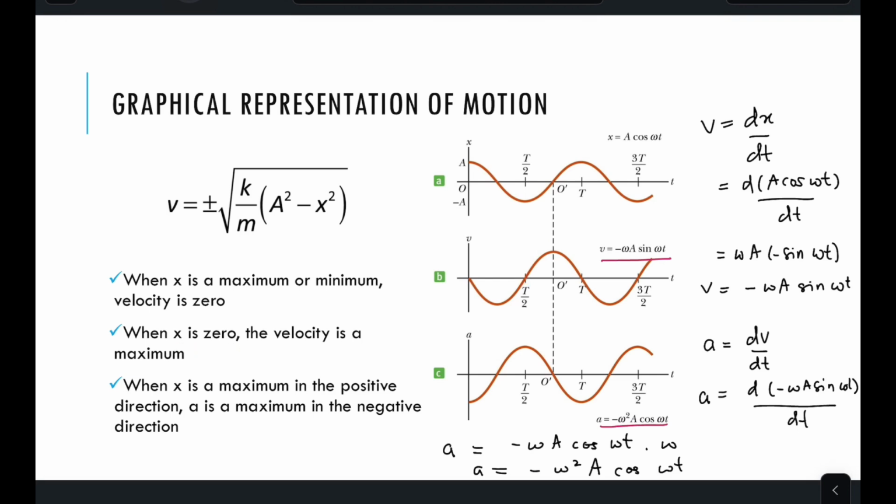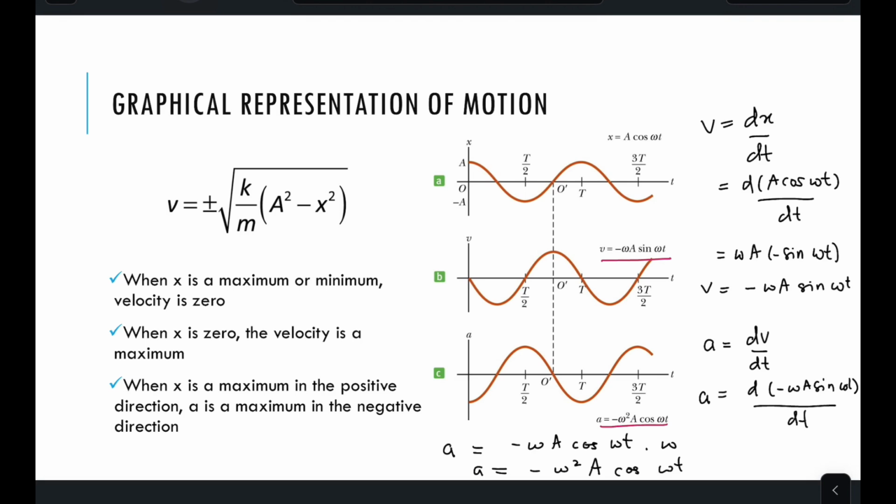Whenever the x is 0, the velocity is maximum. X is 0, velocity has maximum value, but in negative direction. X is 0, maximum in positive direction. X is 0, v is maximum in negative direction. That is the meaning, right? So it goes the same to this. So when the x is 0, the v becomes max. It could be positive, it could be negative.